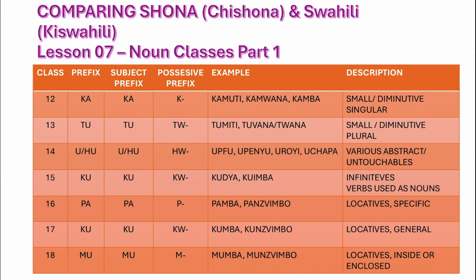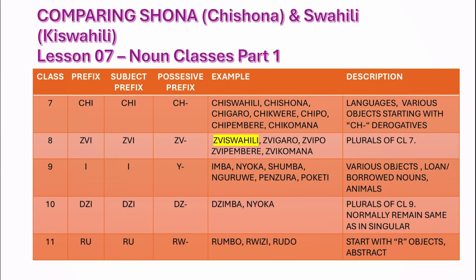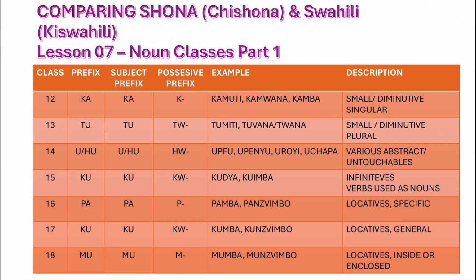Class 12 and 13, ka, tu class. Ka is the singular for diminutive nouns and tu is the plural. Any noun, any object in other classes, once you put ka in front of it, for example, muti is a tree, kamuti is a small tree.